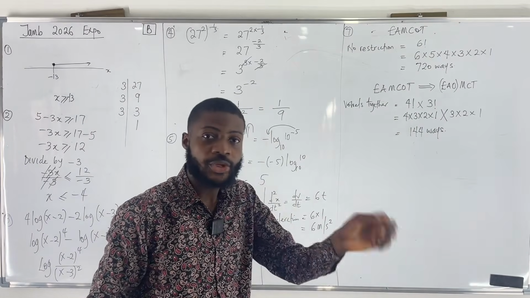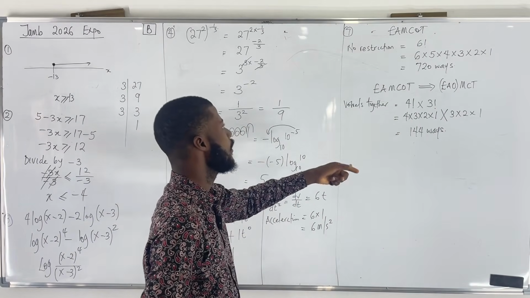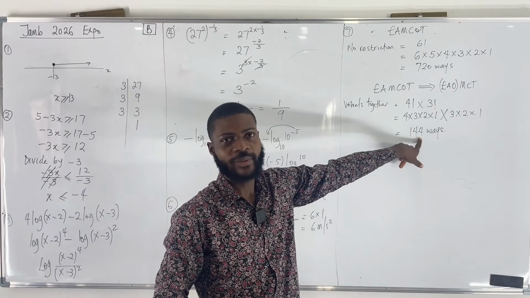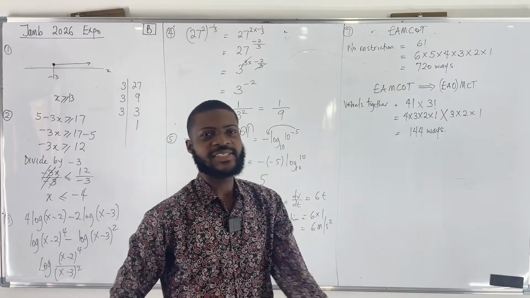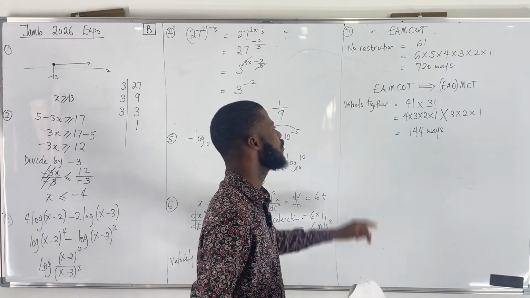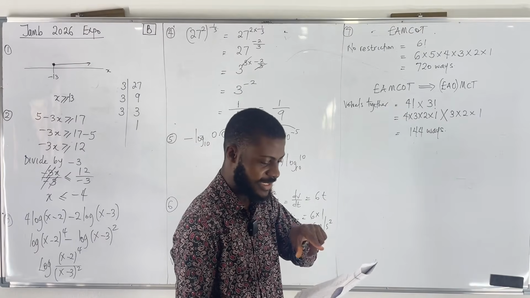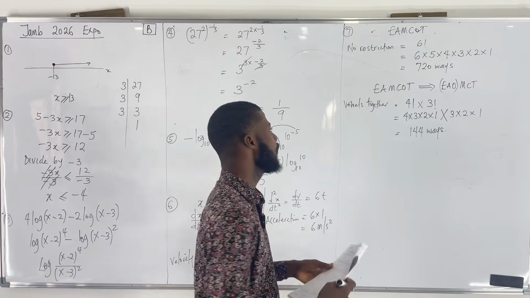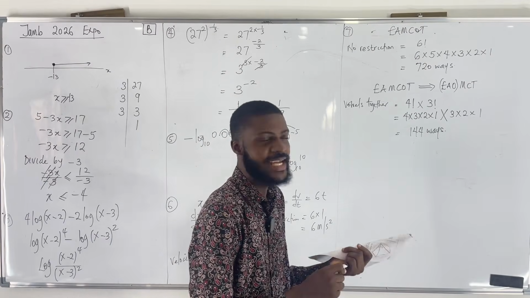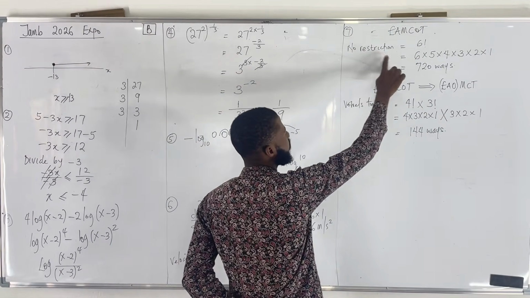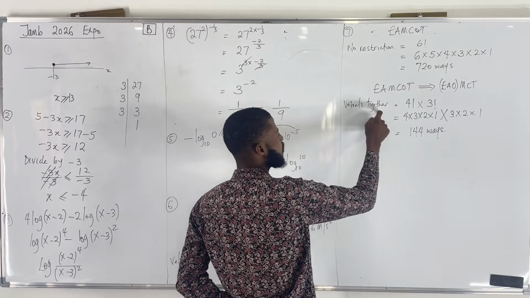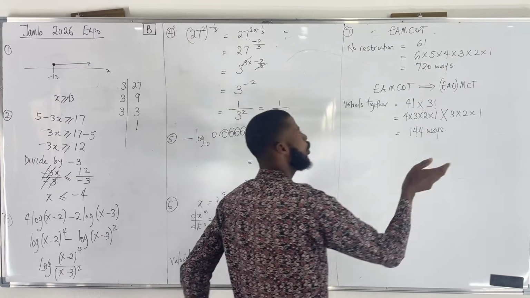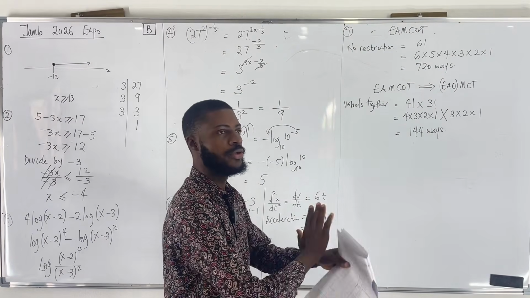Now, if the question says, in how many ways can this be arranged so that the vowels will be together, the answer is 144 ways. But that's not what the question is saying. The question says that you don't want the vowels to be adjacent. It says, such that no two vowels are adjacent to each other. So do you know what we do? No restriction means you can arrange it anyhow. Vowels together means you arrange the vowels as one single thing. But now, you don't need the vowels to be together. No two vowels should be together.